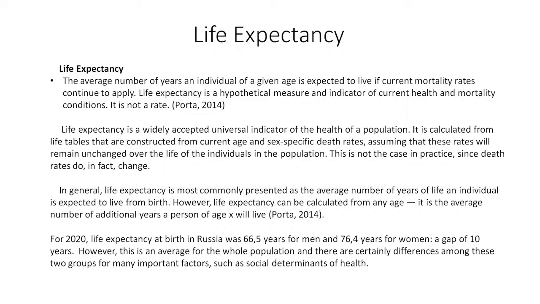For the previous year, 2020, in Russia, life expectancy at birth was 66.5 years for men and 76.4 years for women, a gap of approximately 10 years. However, this is an average for the whole population, and there are certainly differences among these two groups for many important factors, such as social determinants of health.